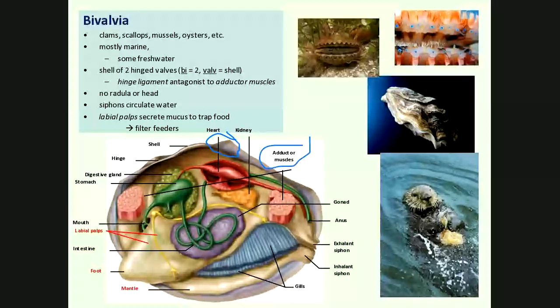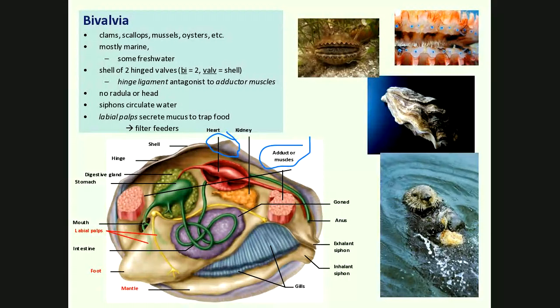So that hinge ligament is causing the shell to open naturally. The adductor muscles are keeping the shell closed. And when the tide goes out, those adductor muscles keep that shell closed very tightly, when organisms are trying to attack or get in there and eat this visceral mass.